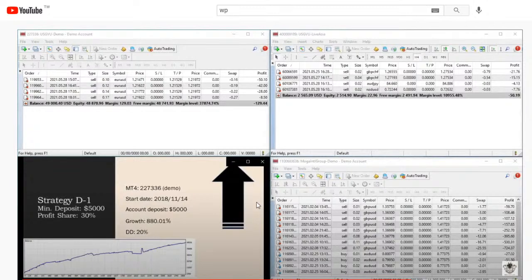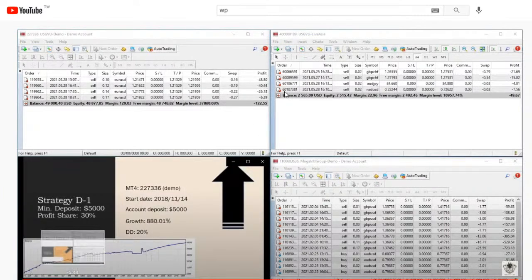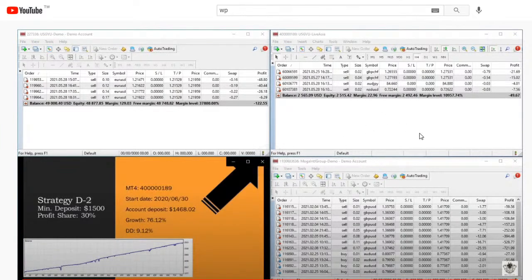So let's move right on to strategy D2. D2 is over here. We're looking at a floating loss of $49 right now. D2 is quite interesting. This is actually one of the most popular ones from our live streams that people jump on board to do copy trading. This is long-term trend trading.